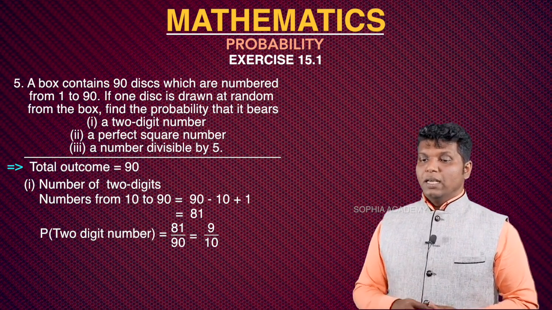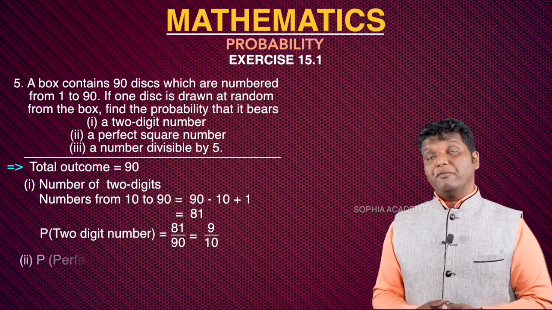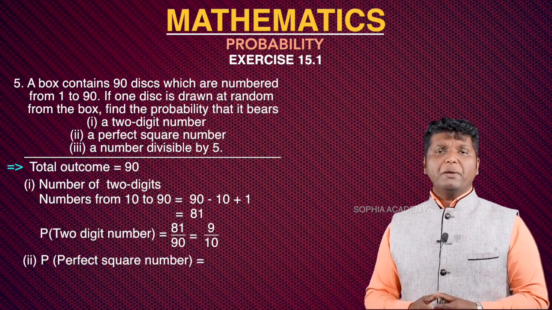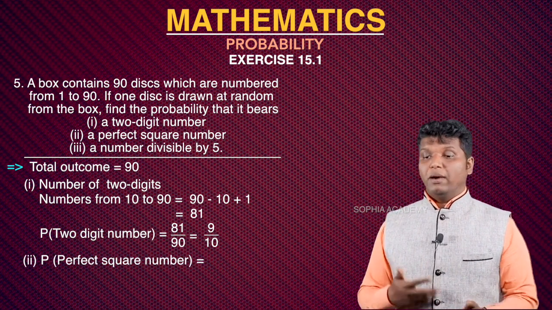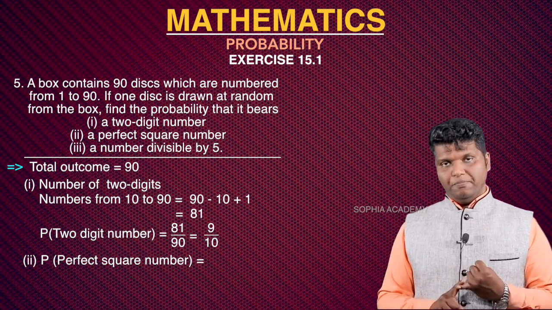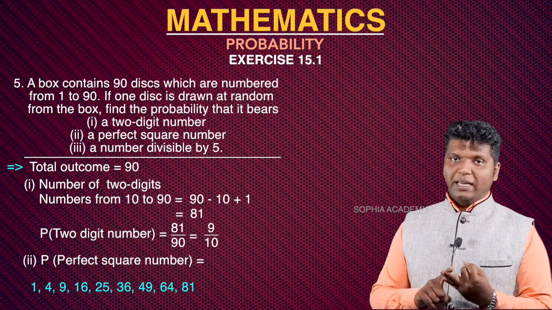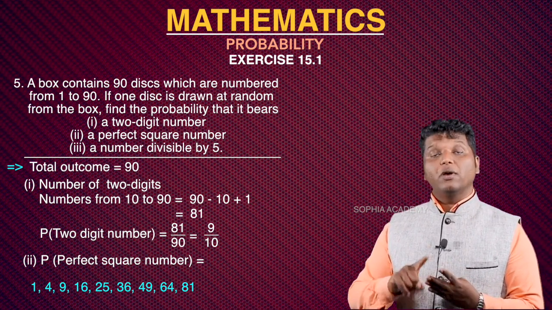Okay. Now, second one, what is the probability that the card is a perfect square number? How many perfect square numbers are there? Let us count one by one. The first perfect square number is 1 itself. Next one is the square of 2, 4. Next, the square of 3, 9. Next, the square of 4, 16.